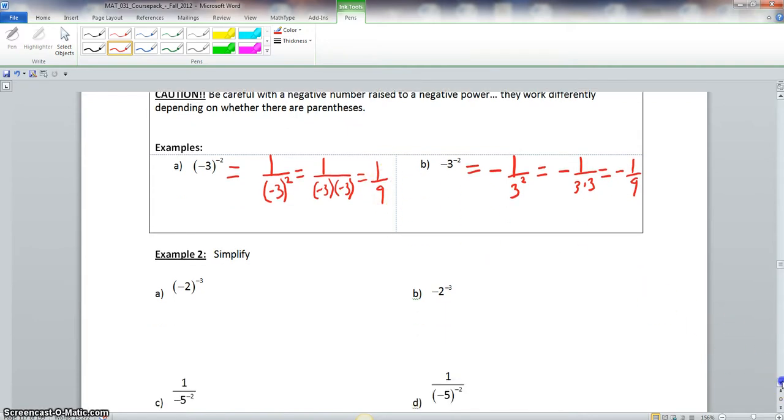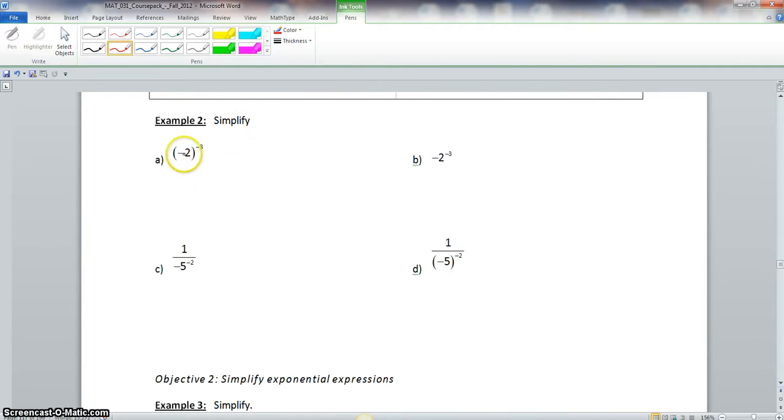Now we scroll down here and we go to A. We have negative 2 to the negative 3 power. So first of all, we have 1 over negative 2 to the positive 3 power. So it'll be 1 over parenthesis negative 2 times parenthesis negative 2 times parenthesis negative 2. So this would give us 1 over negative 2 times negative 2 is positive 4 times negative 2 is a negative 8. So our final answer is a negative 1/8.